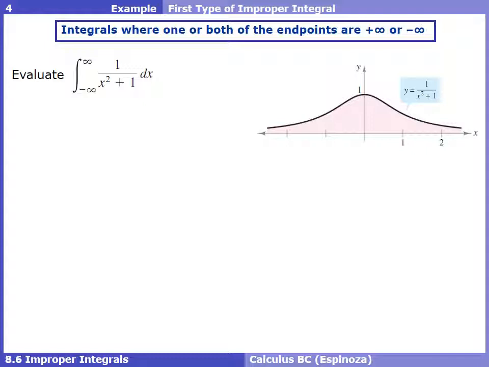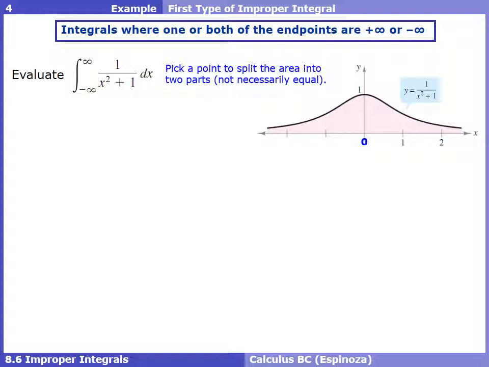Okay, here's a little tougher first type of improper integral. Here we want to find the area from negative infinity to infinity of the function 1 over x squared plus 1 dx. So, in this type of a problem, we're going to exploit the fact that there's some symmetry going on here. I'm going to pick a point to split this area into two parts. They don't necessarily have to be equal parts.